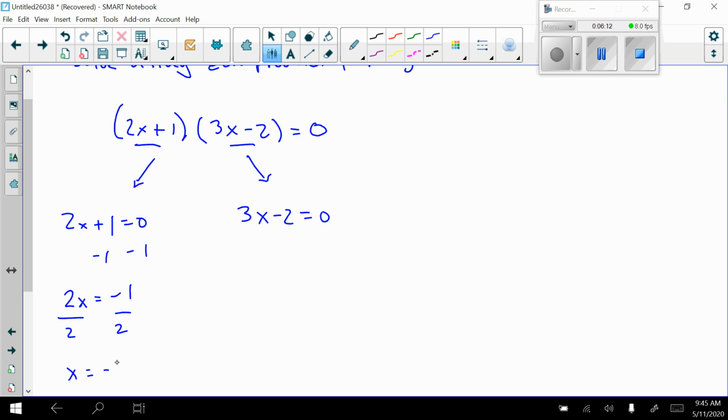So, weird looking, negative 1/2. Okay, so there's one of my solutions. I get x equals negative 1/2. Remember, you can just leave this as a fraction. You don't need to write it as 0.5 or anything like that. So there's one of my solutions.